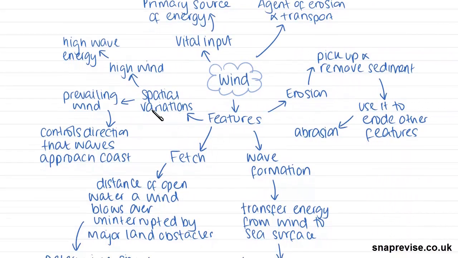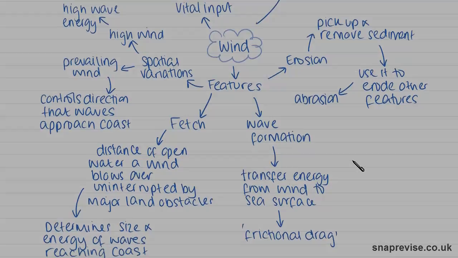We also get spatial variations in waves, and when we have very high winds, we get very high energy waves and so on. So if we don't have much wind, we get very low energy waves. And also due to prevailing winds, which are the dominant winds over a certain area, and this tends to control the direction of the waves that approach the coast. So as you can see, winds are very much tied into formation of waves.